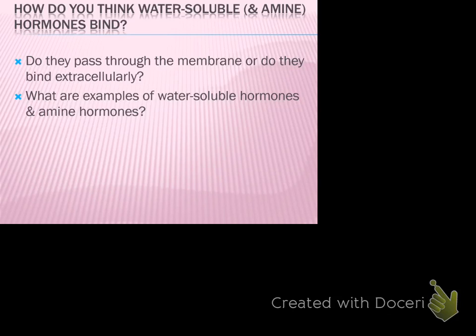Just in general, do you suppose that a water soluble hormone is going to be able to pass through the membrane, or do they typically bind extracellularly? What's an example of one of the water-soluble ones? Where would you find a water-soluble one? It's in the blood. Okay, so is it going to typically pass through the membrane, or is it going to bind extracellularly? Extracellularly, for example, insulin is a water-soluble one.